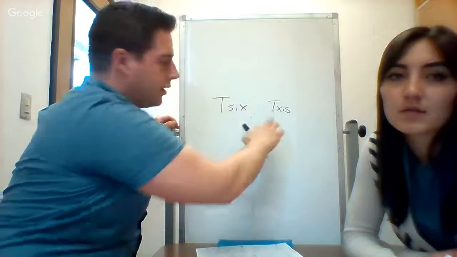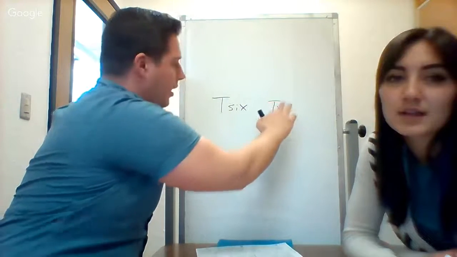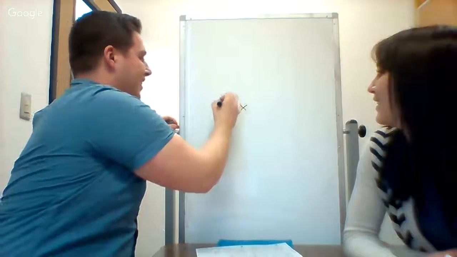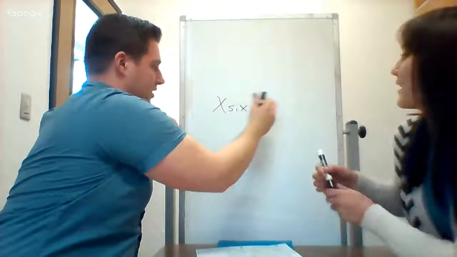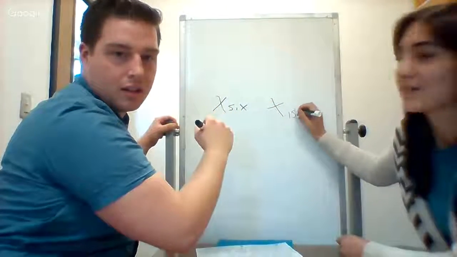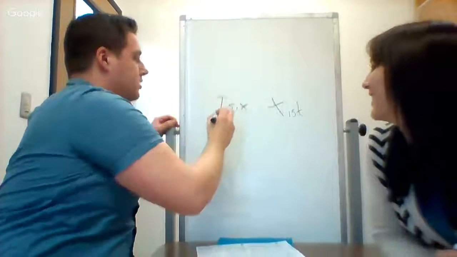Right. There we go. Okay. X. Oh no, that one's right. XIST, and then TSIX. Okay, there we go.